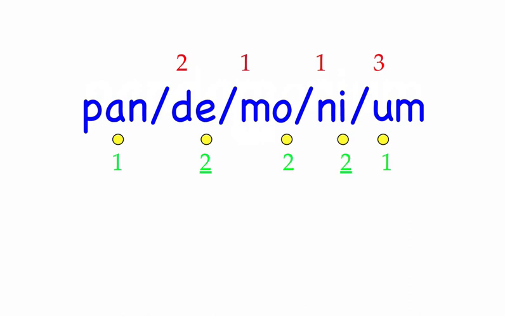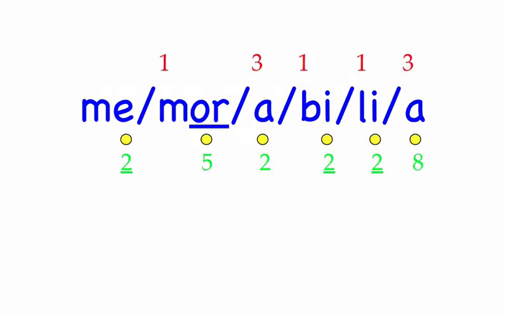The first syllable is me, 2 sounds. M, e. More, 2 sounds. M, or. A, 1 sound. B, 2 sounds. B, I. Li, 2 sounds. Ul, I. Aw, 1 sound. Memorabilia. And this completes the dictation of words from lesson 608.